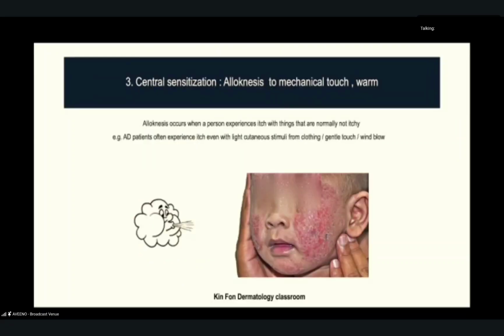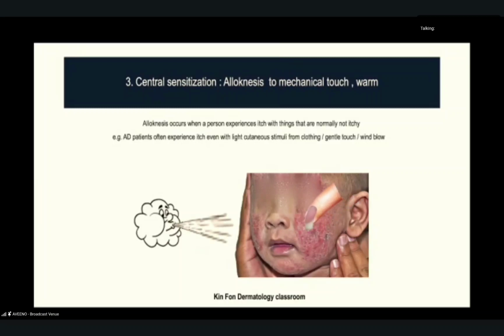Next is called alloknesis. What is alloknesis? Alloknesis means a sensation that normally does not cause itch, induces itch over the eczematous and the surrounding area. For example, let's say I'm standing under an aircon, the wind blows on my face. Normal skin we feel, oh, very pleasant. But over the eczematous skin, this wind blow will induce itch and the child will start scratching. Even if you have a bit of long hair and the hair moves over the eczematous area, the child will perceive an itch and start scratching the affected area. That's the definition of alloknesis and hyperknesis.